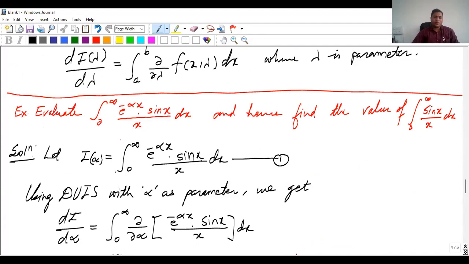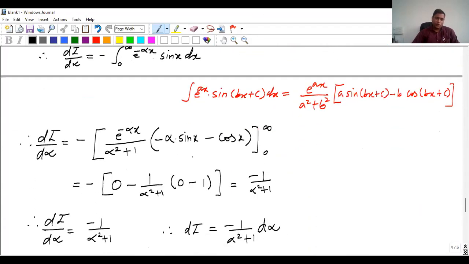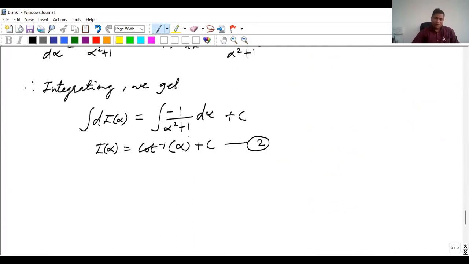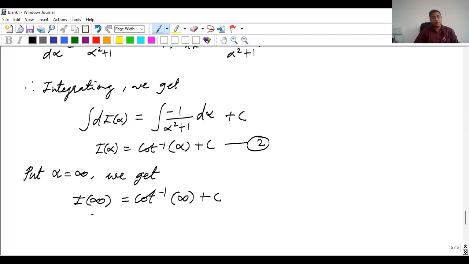So what is the value of alpha you can think so that this integral 1 will become 0? Infinity. Yes, it is easy, infinity. So if we put alpha is equal to infinity, then I of infinity is going to be 0. So we have I of infinity is equal to cot inverse of infinity plus c. So I of infinity is 0, cot inverse of infinity is 0, and hence we get c is equal to 0. Is that okay?